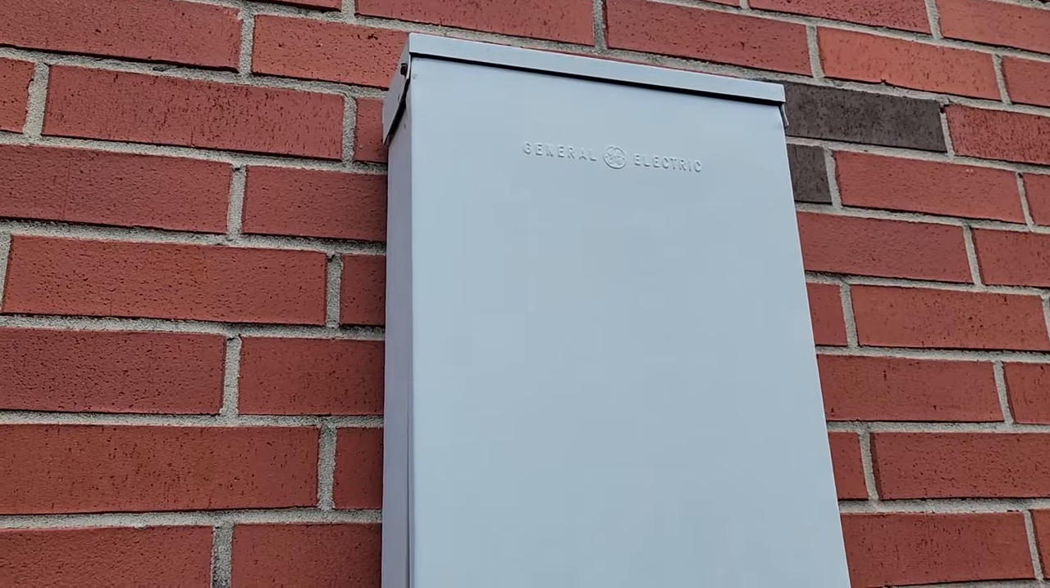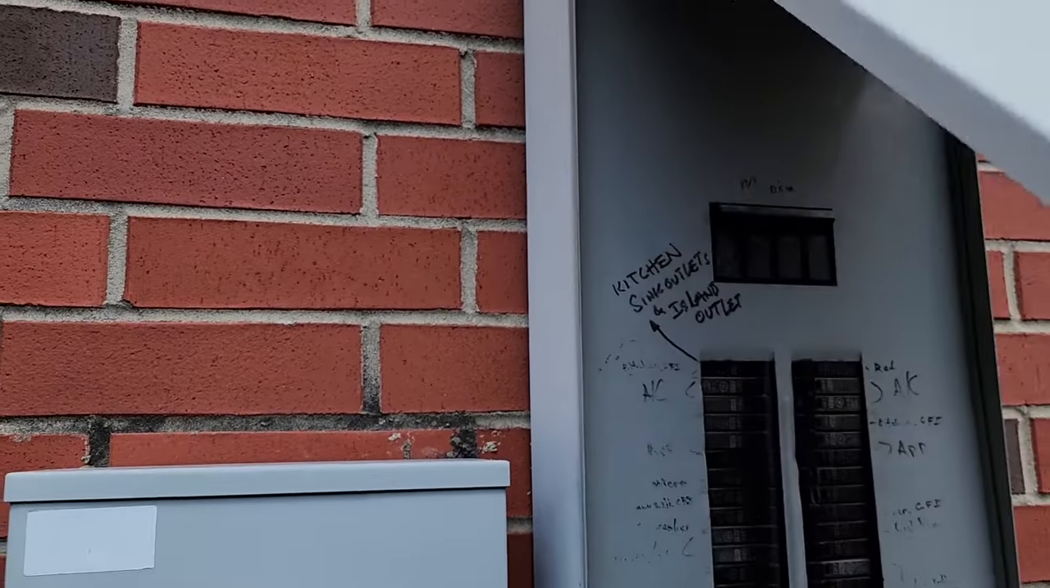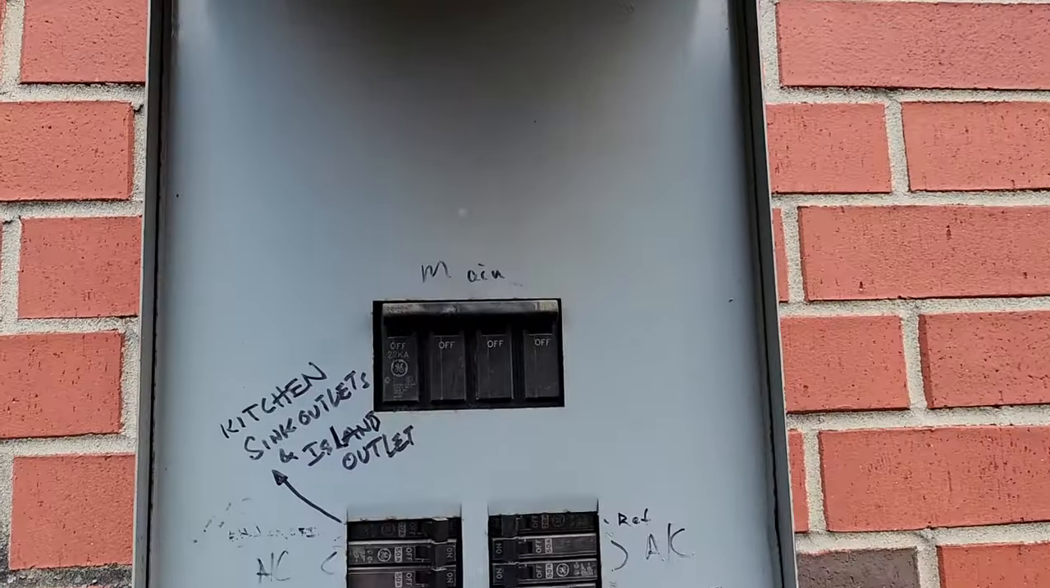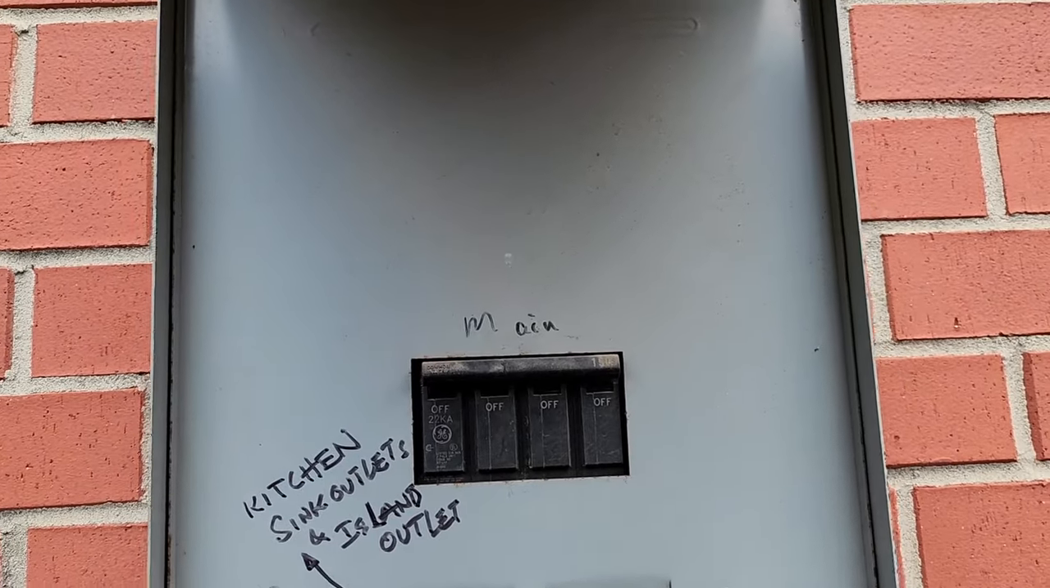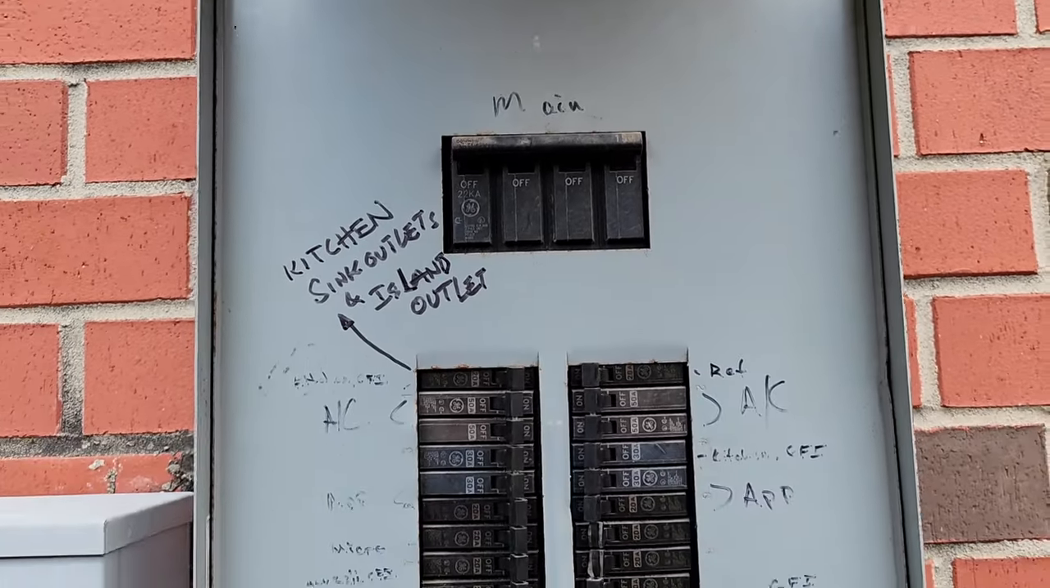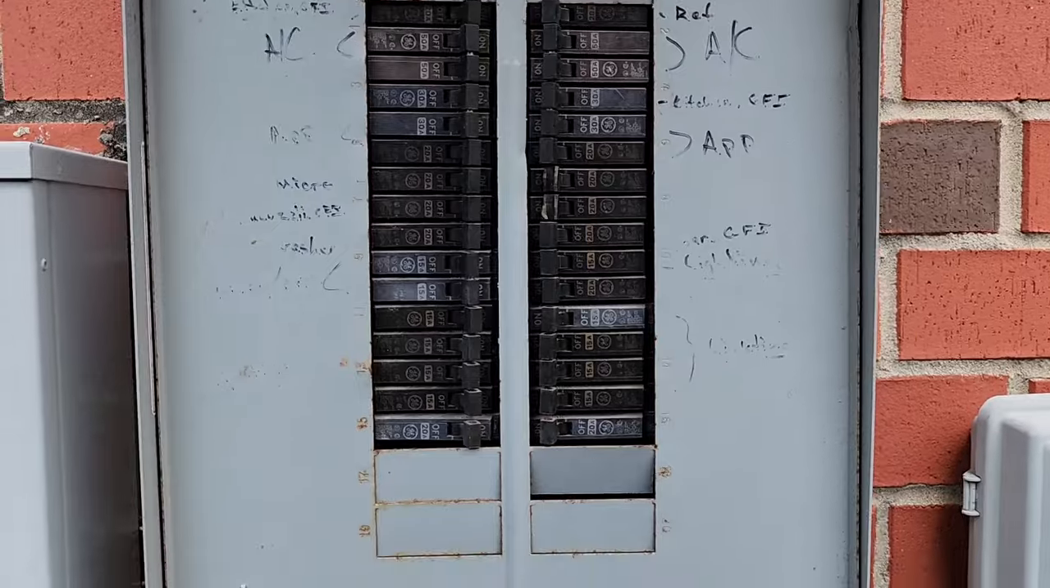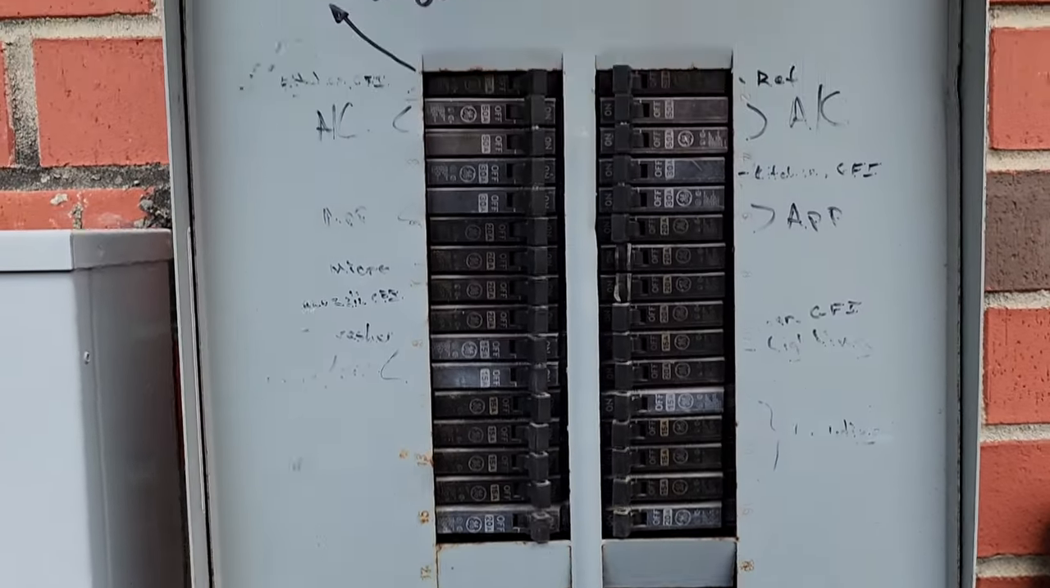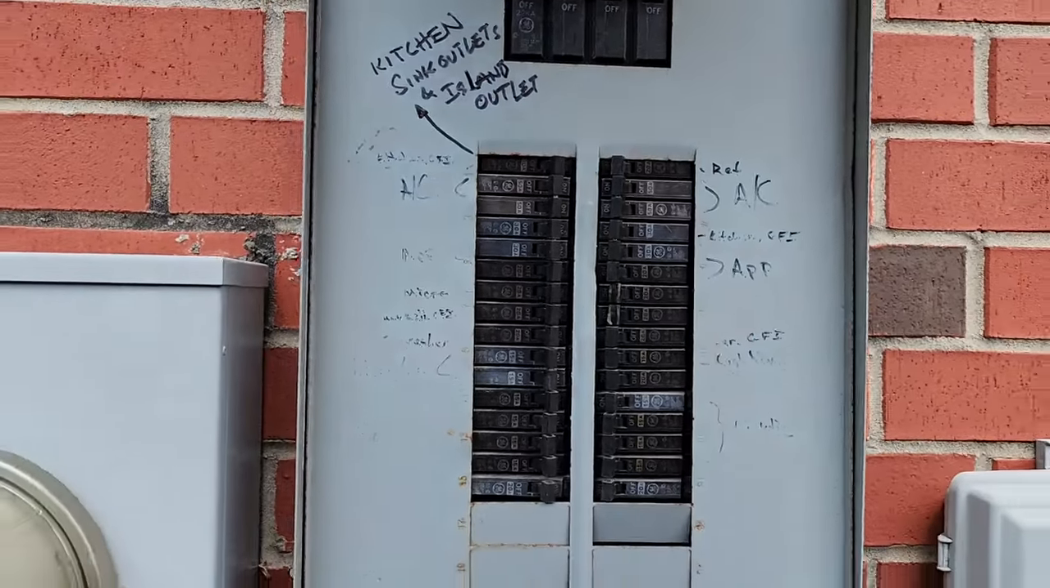And this is my 200 amp General Electric service panel. Now, right up here is my main breakers. I do have 200 amps of service, and it is an old panel, and it is horrible, and that's because it's never been updated. Definitely one of my projects to come up.